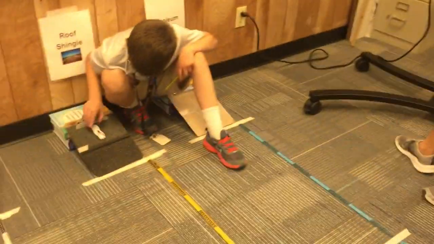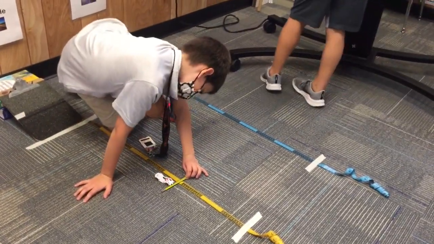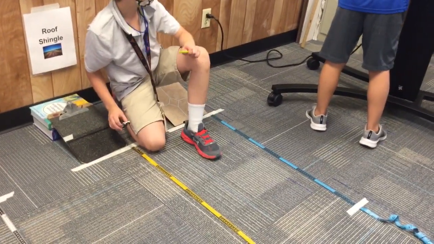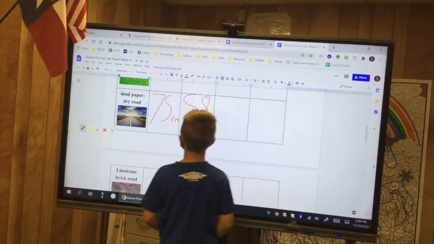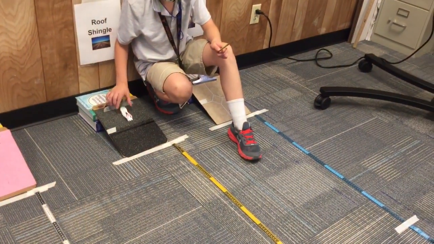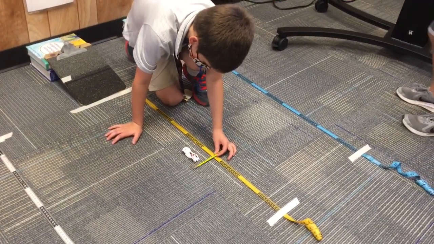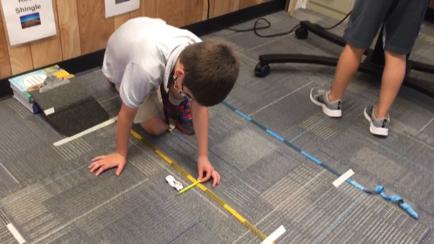Okay. 58. Really? That's a big difference. 58 centimeters. And you read it from the front? Mm-hmm. Okay. 55. 56. 56. Okay, let's do that one more time.